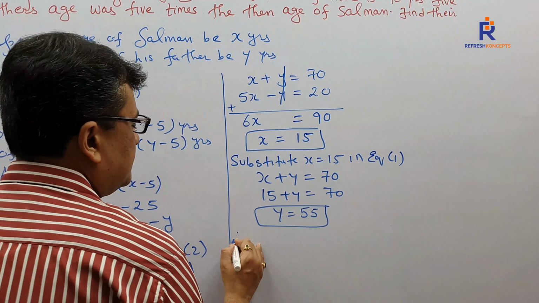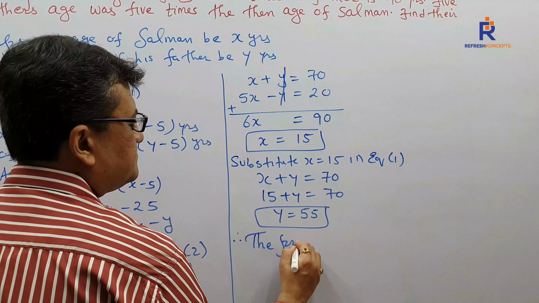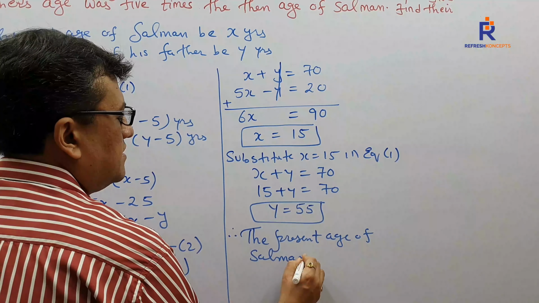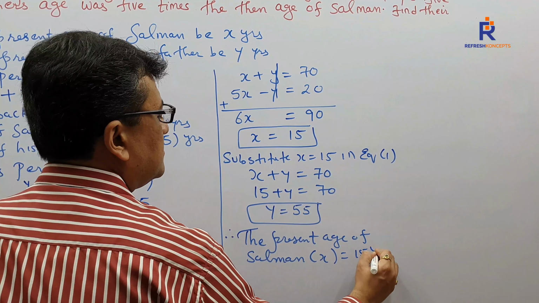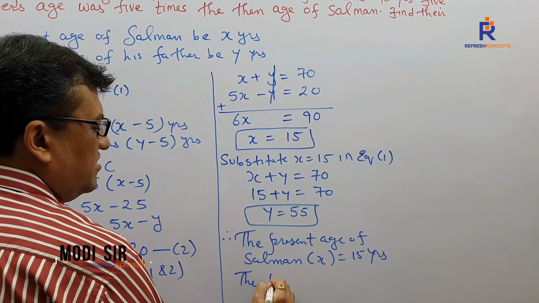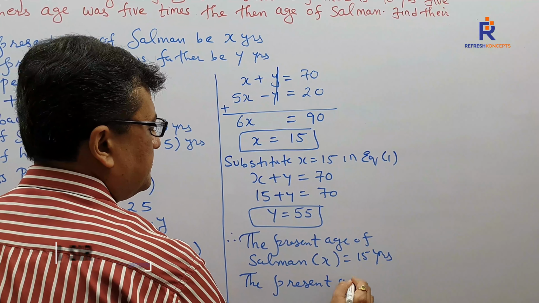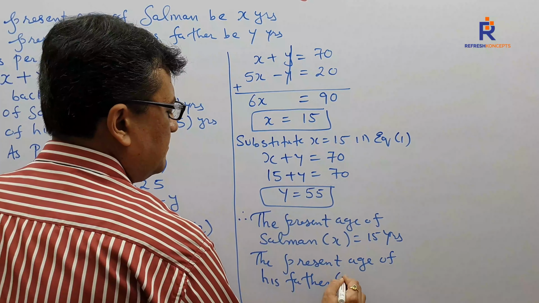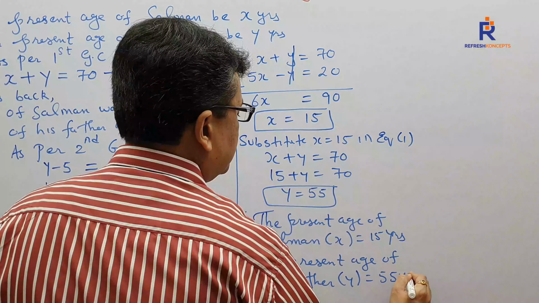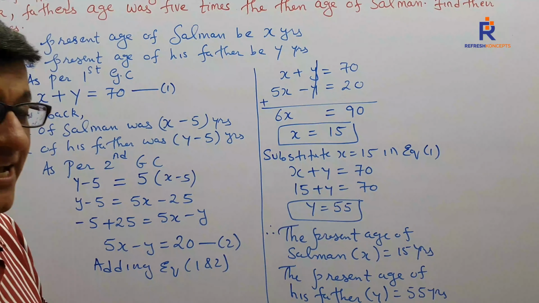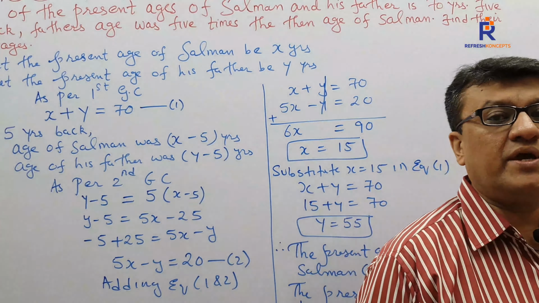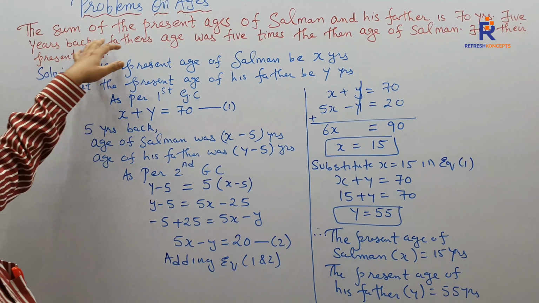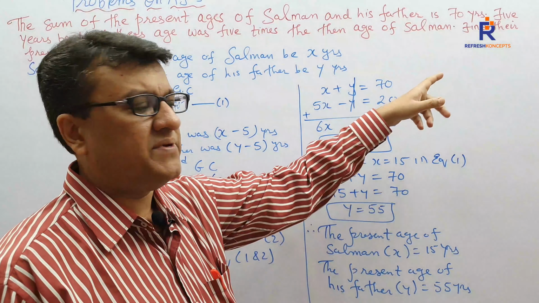So what is the present age of Salman? The present age of Salman, which is nothing but x, is 15 years, and that of his father, which is nothing but y, is 55 years. Are we done, children? No. What did I say in the last video? Always go for cross-checking your answer. So, how are you going to cross-check your answer? The sum of the present ages of Salman and his father, present age sum is 70.